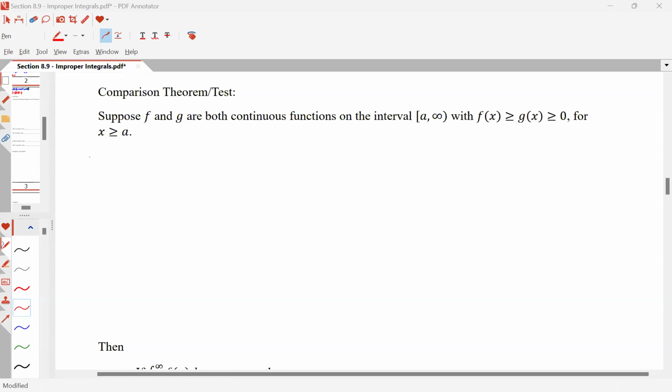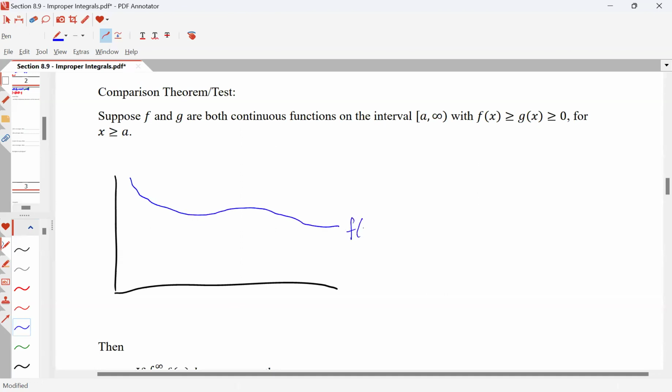So suppose I have functions f and g. f is going to be in blue, and g is going to be in red, where f of x is always bigger than g of x, or possibly equal, for all values from some point a onward.